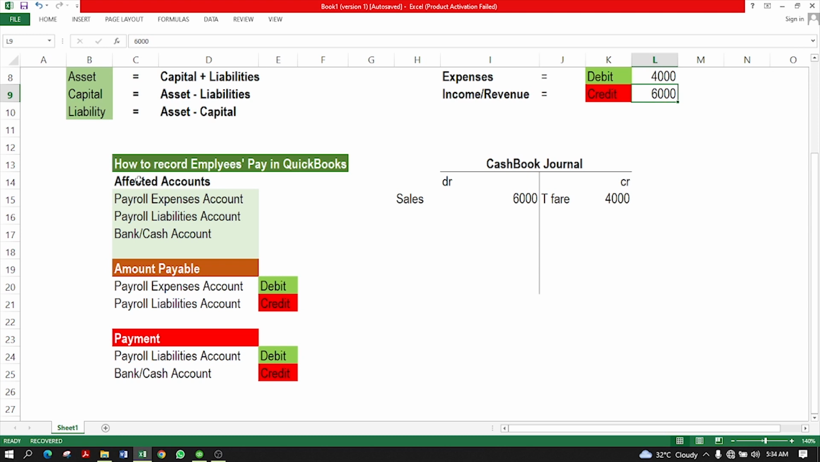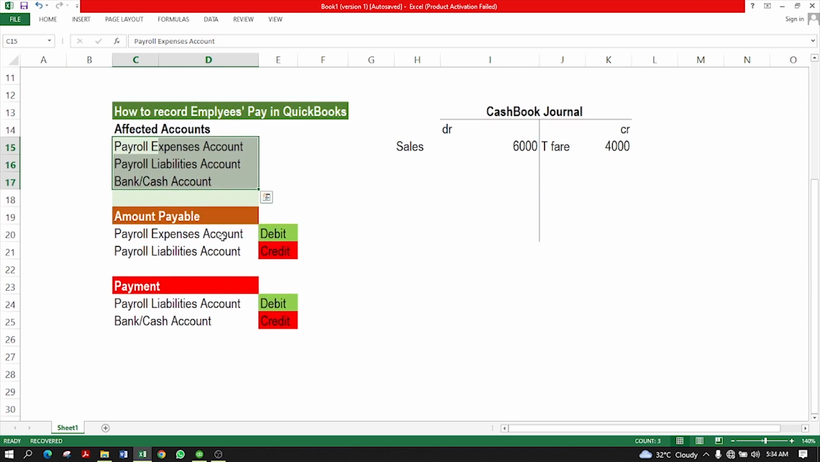The affected accounts in what we are going to do today: the payroll expense account is going to be affected, the payroll liability account is going to be affected, and the cash or bank account is also going to be affected. So these three accounts are what we are going to use in recording our transactions in QuickBooks today. All right.